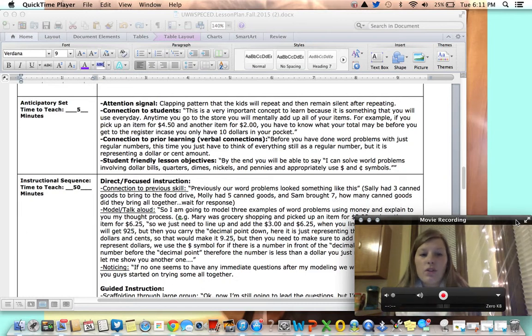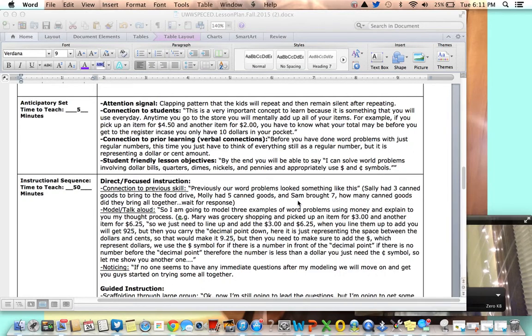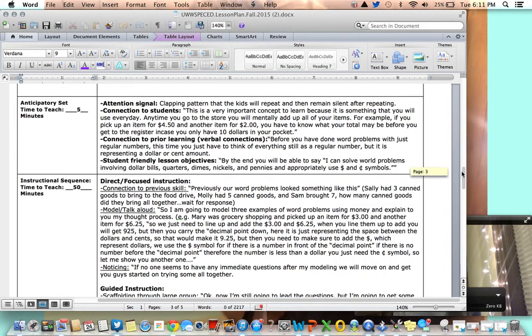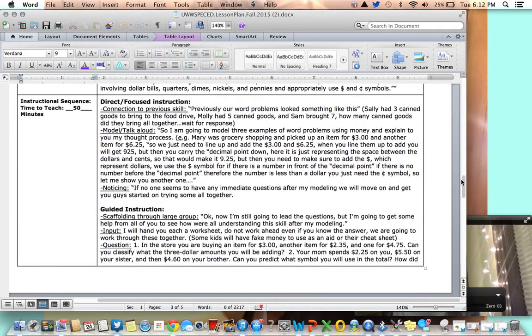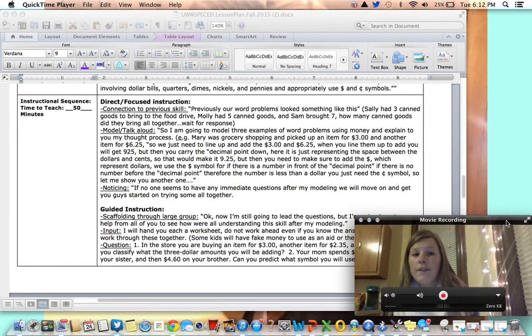And then for the student-friendly lesson objectives, I will say that by the end, you should all be able to say that I can solve word problems involving dollar bills, quarters, dimes, nickels, and pennies, and appropriately use the dollar and cent symbols. So now we'll move on to the instructional sequence. This will take about 50 minutes. So we'll start with the direct and focused instruction.